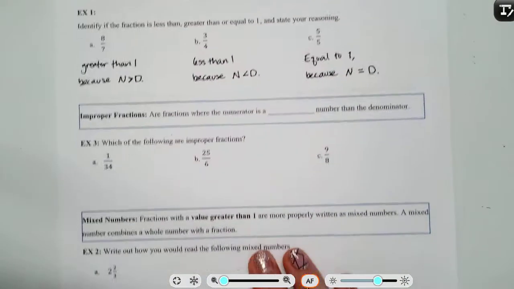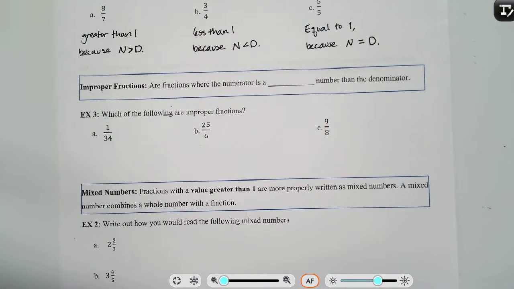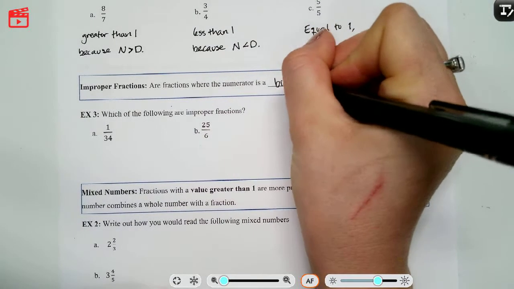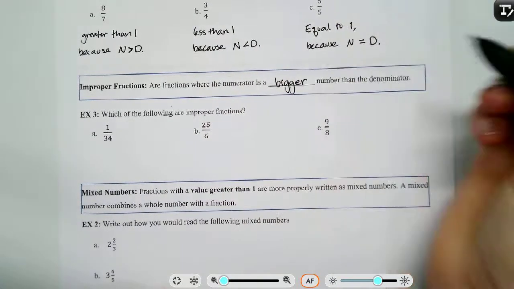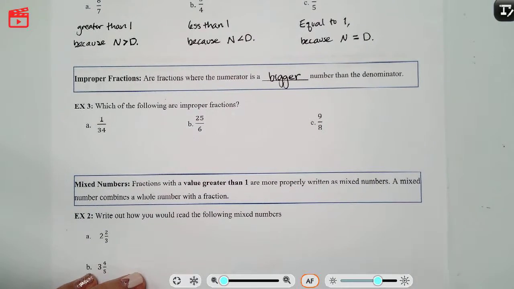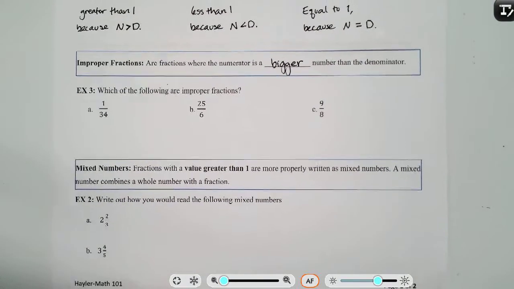All right, so next part, improper fractions. What are these? Improper fractions are fractions where the numerator, remember the top number, is a bigger number than the denominator. That is what we would call an improper fraction. Sorry if the video keeps cutting in and out. My table isn't the most stable table.